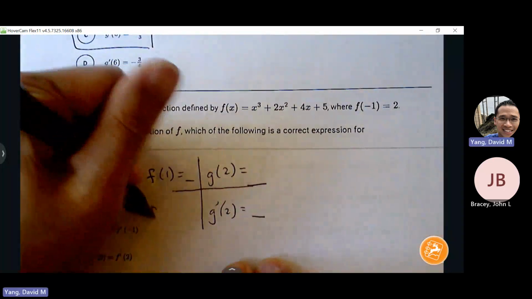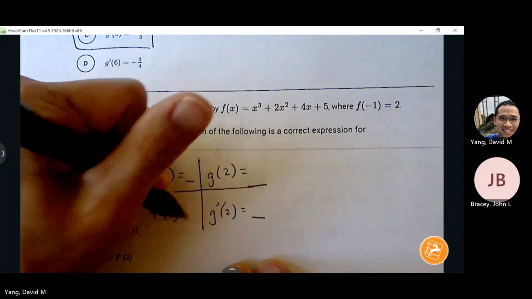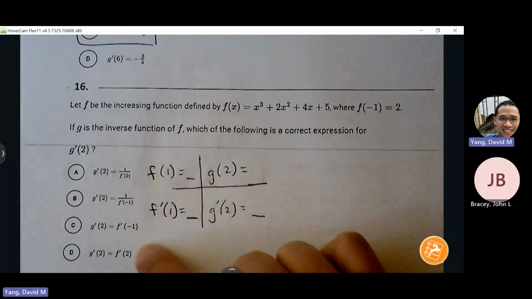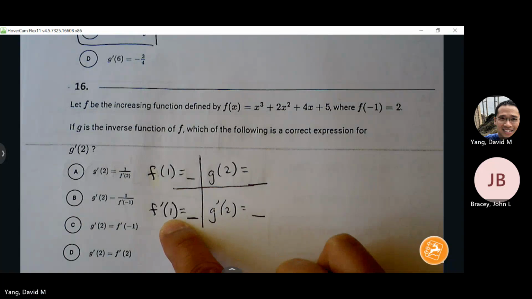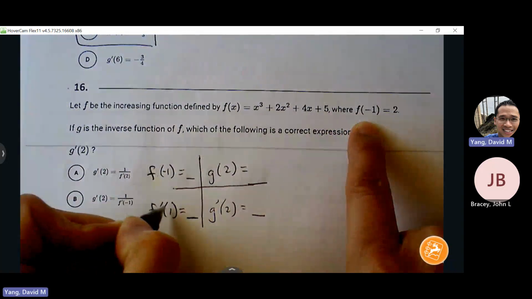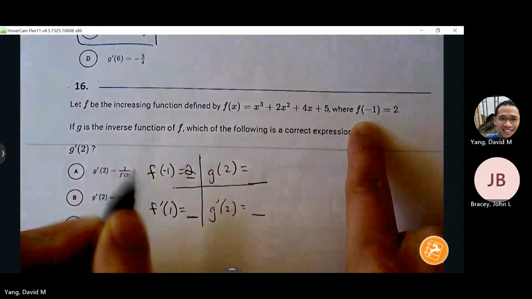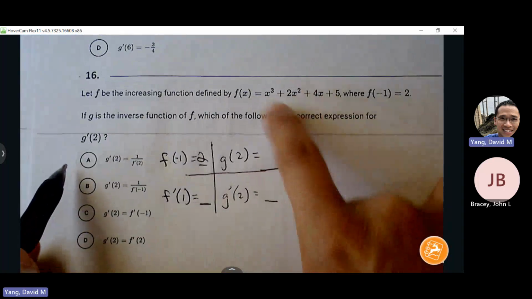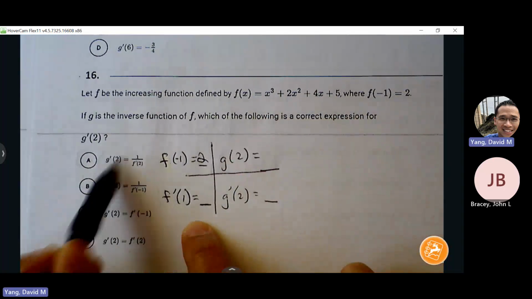So if I can find f prime of 1, I can find g prime of 2. But it looks like, oh, sorry, f of -1 equals 2. So I'm not able to find enough information to actually get to, if you look at the answer choices here.